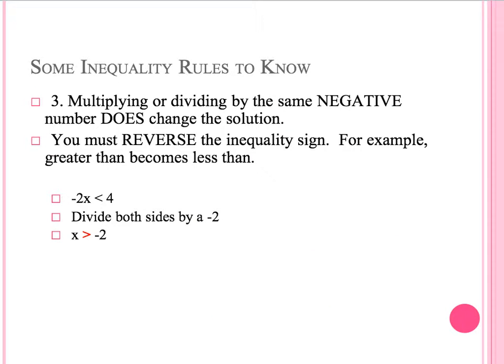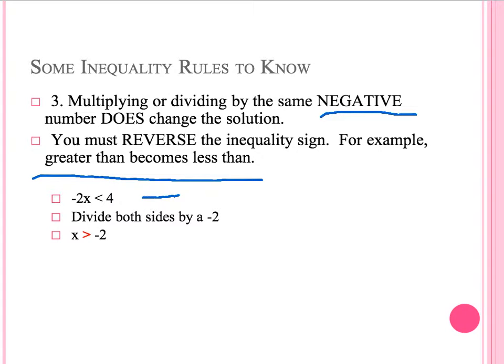Now, we saw that multiplying or dividing by the same positive number does not change the solution. However, when multiplying or dividing by the same negative number, it does change our solution. Whenever we have a negative number and we are dividing by it, we need to reverse our inequality sign. For example, greater than would become less than.